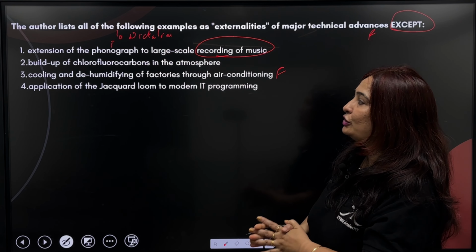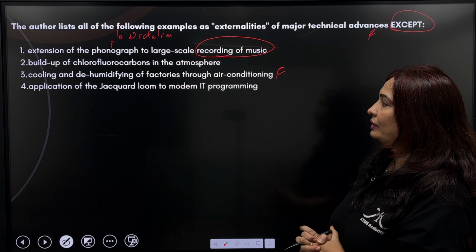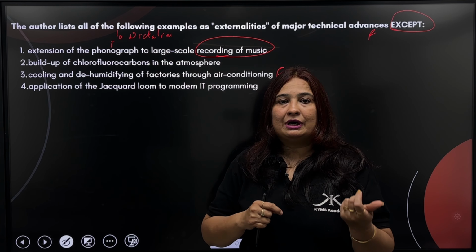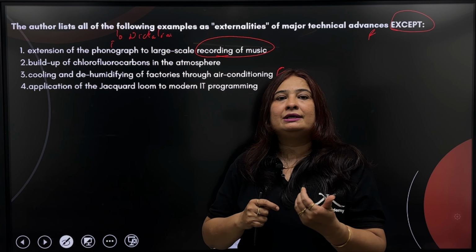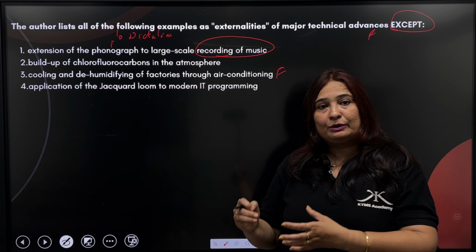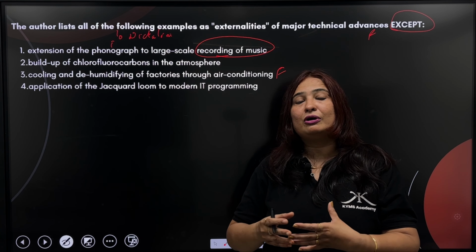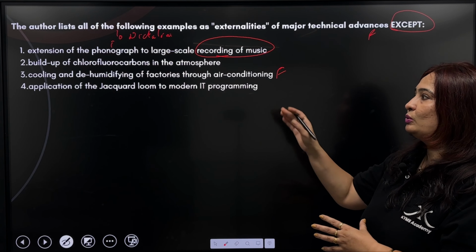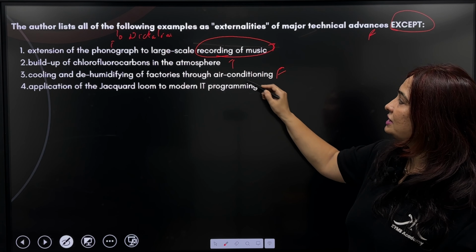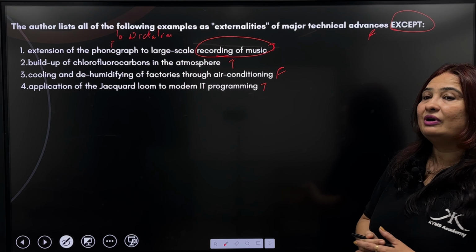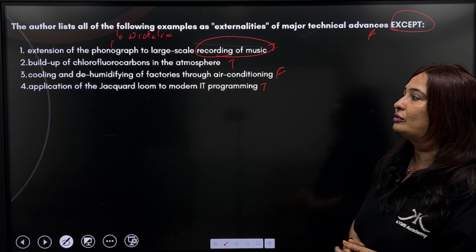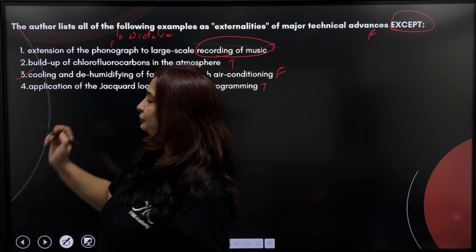Next, application of the Jacquard loom to modern IT programming. In the paragraph again, the author said that an animatronic doll was there and that was actually meant for something else. But then what happened? People used that particular doll for the programmable loom. So again, this was the unintended consequence. So this cannot be the answer. So this is true, this is true, this is true. These are the examples of unintended consequences, and this is the example of intended consequence. Therefore, third is going to be the answer.